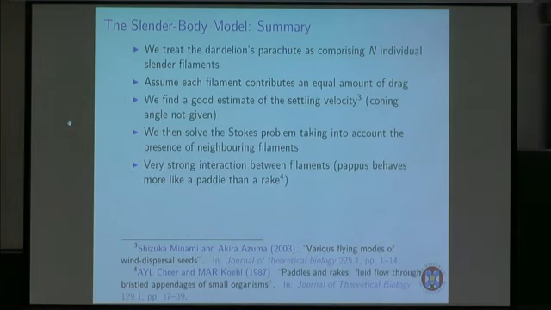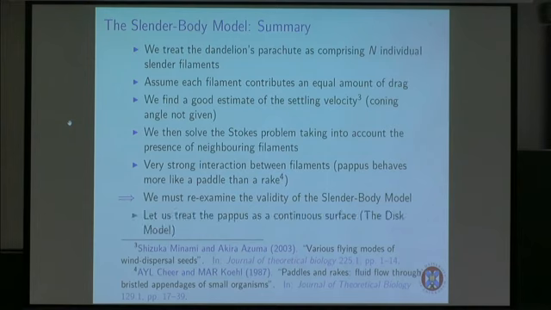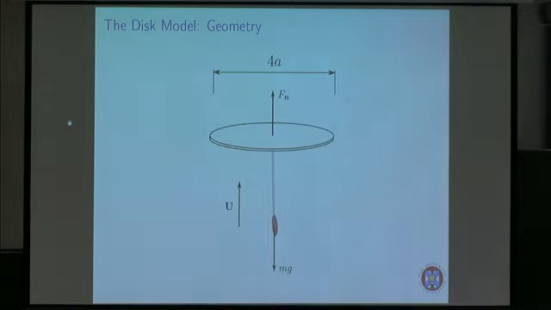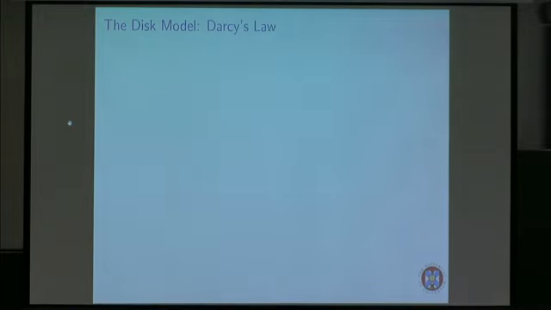is that, as expected in low Reynolds number flow, there's a strong interaction between the filaments. And what's happening is that the fluid that encounters this array is being pushed around, not through. So it's behaving more like a paddle than a rake. So we're going to re-examine the whole validity of that slender body model, and we're going to treat the pappus, that's the parachute, like a disk. So this is the new picture.